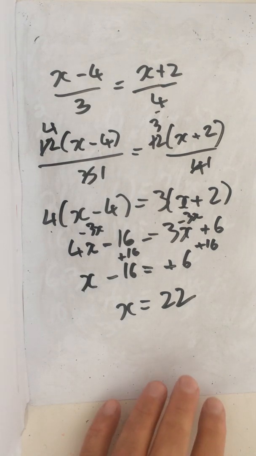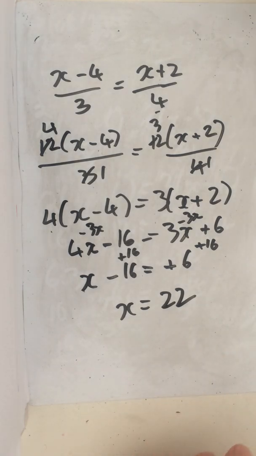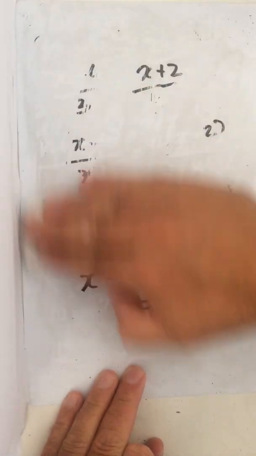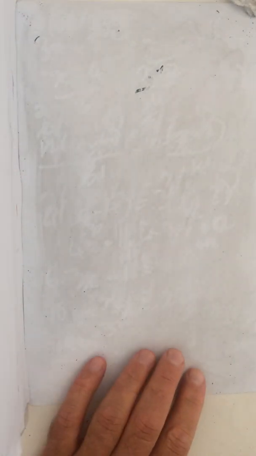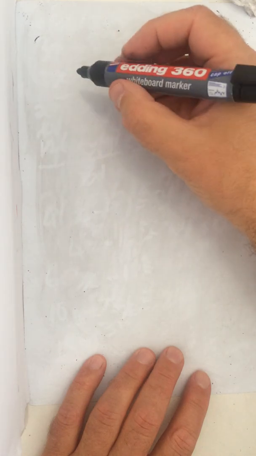Oh, no. Okay. Maybe not. Okay, x equals 22. Right, I'm going to just do one more of those and then leave you to have a go at them yourselves. All right. Okay.